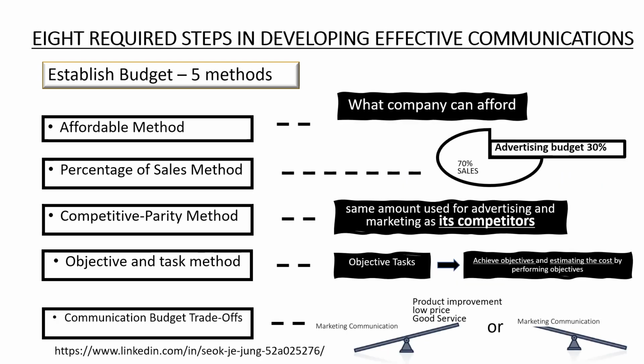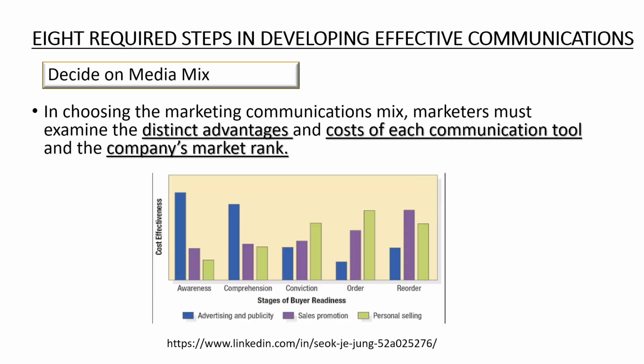Next step is to establish the budget. It consists of 5 methods, which are affordable method, percentage of sales, competitive parity, objective and task, and communication budget trade-offs. The sixth step is to decide on the media mix. Marketers must examine the distinct advantages and cost of each communication tool and the company's market rank.